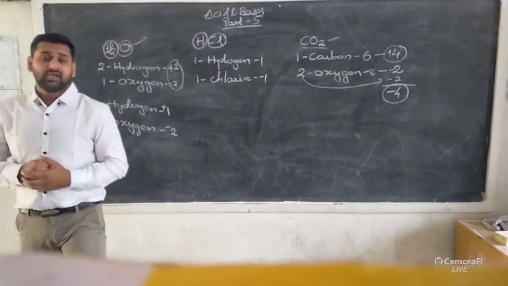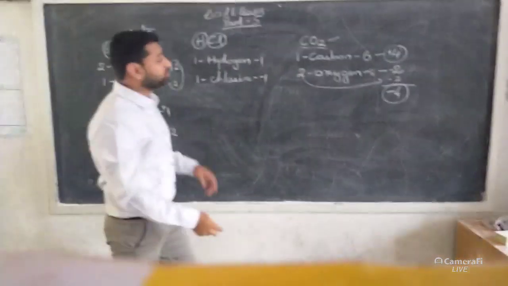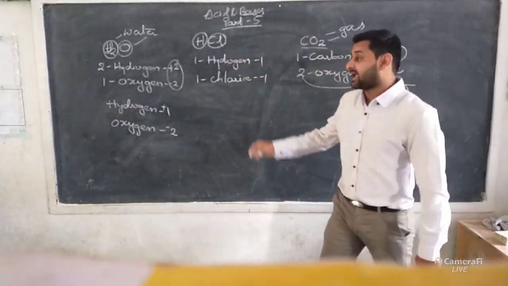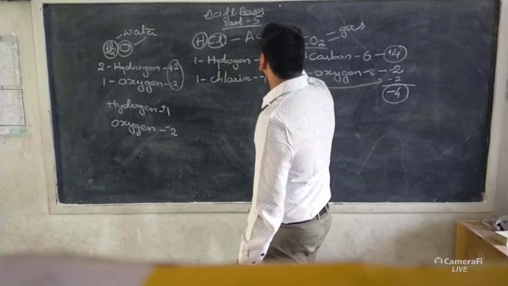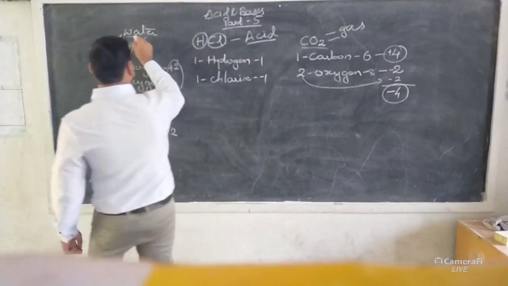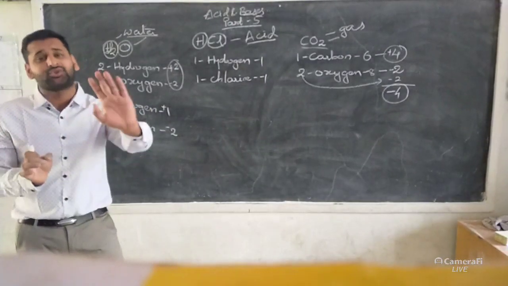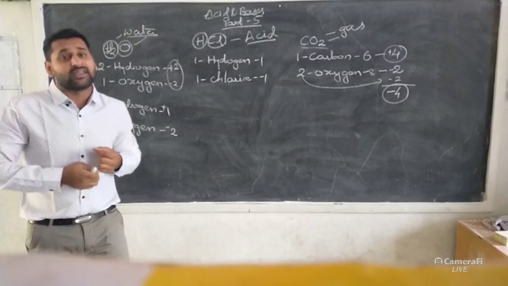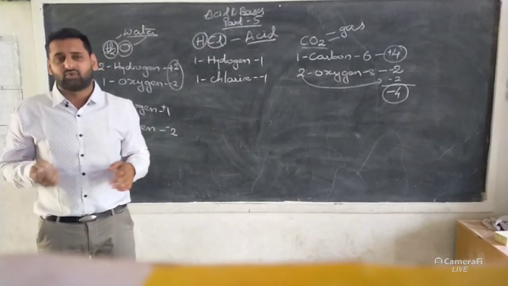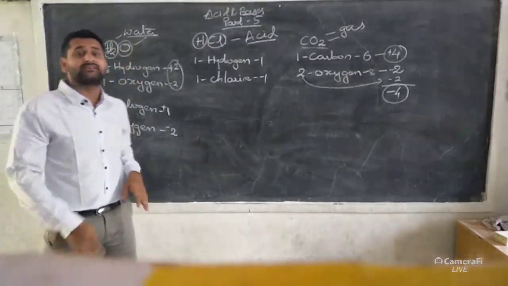As we took H2O, it formed as water. CO2 formed as a gas. If we take HCl, it formed as an acid. Did you get it, right? So simple. When you take water, H2O, we didn't add anything special. We have taken 2 chemicals and, according to their valencies, we have just combined them. According to their valencies, if we add them, it forms water.